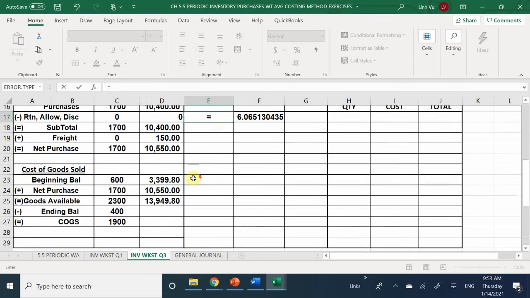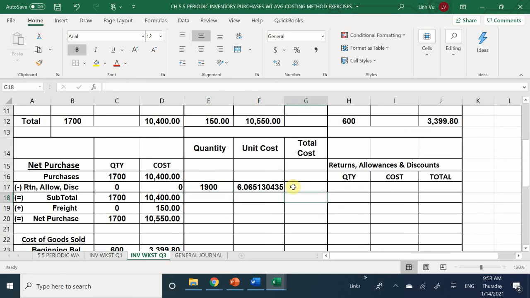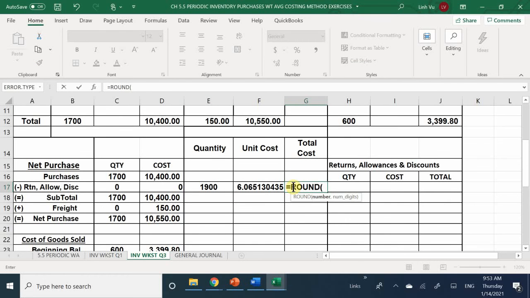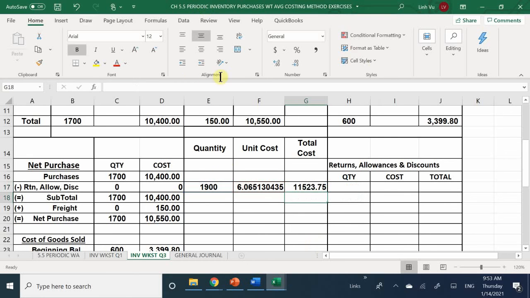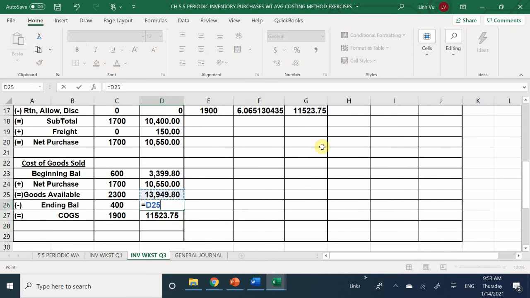Okay, so remember, this is going to be your average cost of your total cost and your total quantity. So here we want to know how much it's going to cost me to sell an entire batch of 1,900. I'm also going to practice my equal round formula again, just so things look a little more clean. Okay, so I get a grand total of 11,523.75. And because that's a rounded number, I'm going to plug that number in here. So then what is my actual ending inventory going to be?